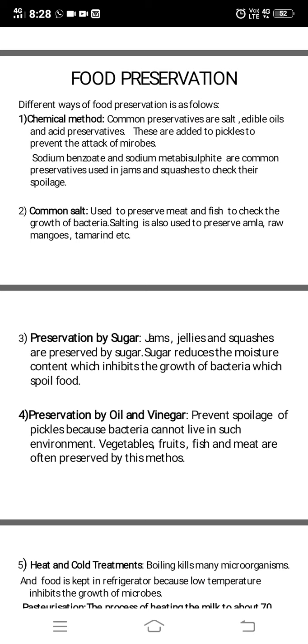Ice is also a way of preserving them. Salt is used to preserve meat and fish to check the growth of bacteria. Salting is used to preserve amla, as I said now, raw mangoes, tamarind, etc. On tamarind also you might have seen a white deposit. That is actually the salt which is used to preserve it.